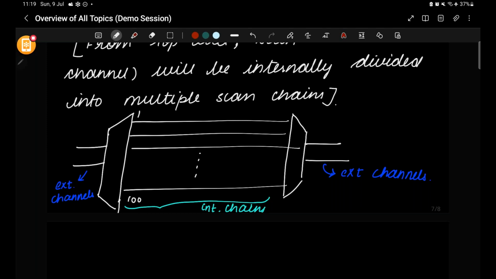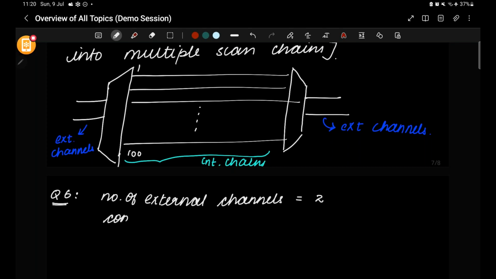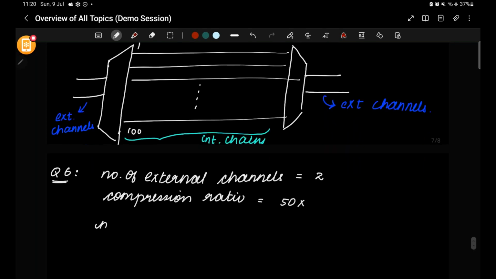So we'll see the next question. The number of external channels is 2, and the compression ratio is 50x. Now calculate the number of internal channels. How many internal chains will be there in the design?